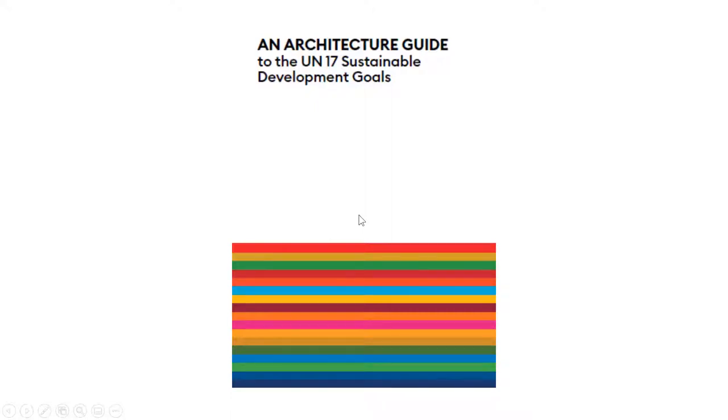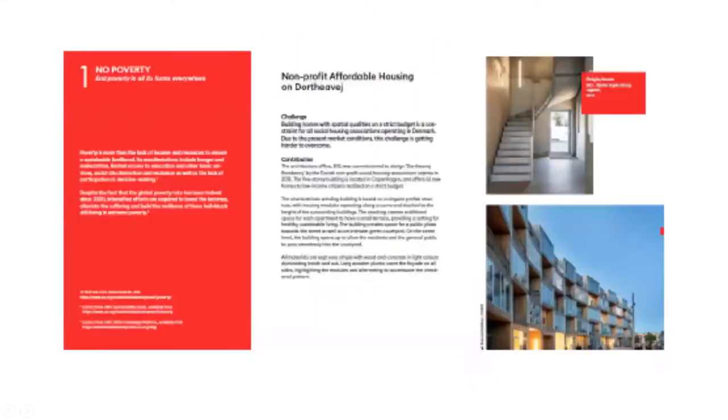I'm sure you're all familiar with the 17 Sustainable Development Goals promulgated by UN Habitat. And our commission, the UIA Commission on Sustainable Development, has produced an architecture guide that shows how design, urban design, architecture can address every single one of the 17 sustainable development goals. I commend this guideline to you.